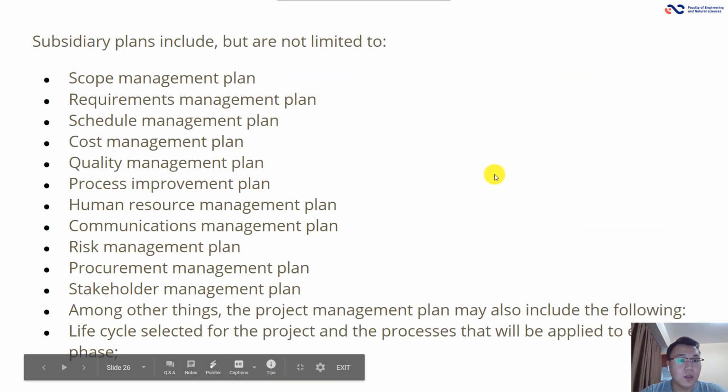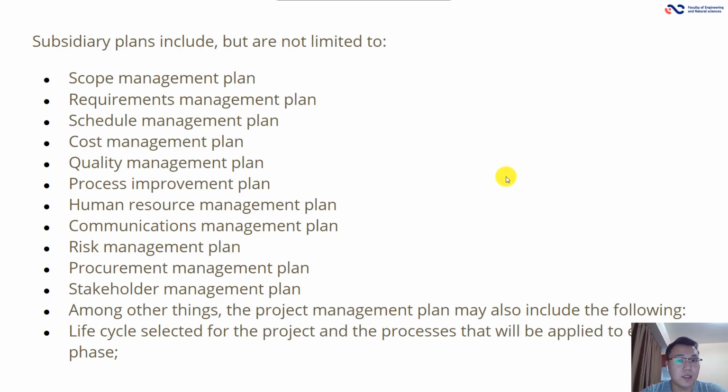Subsidiary plans include, but also are not limited to, scope management plan, requirements management plan, schedule management plan, cost management plan, quality management plan, process improvement plan, human resource management plan, communication management plan, risk management plan, procurement management plan, stakeholder management plan, among other things.